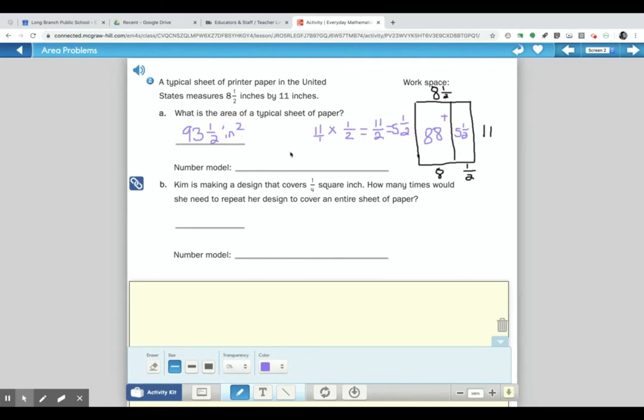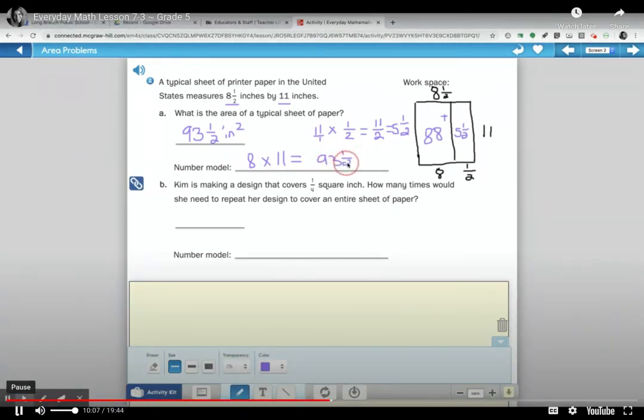And the number model is basically taking your dimensions that you started off with. So we started off with 8.5 and we started off with 11. So the number model is going to be 8.5 times 11 equals 93.5. And that's your number model.